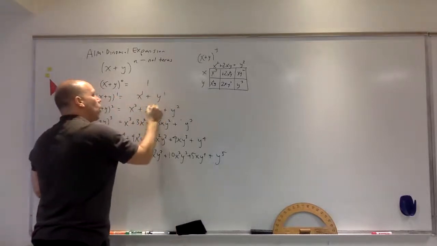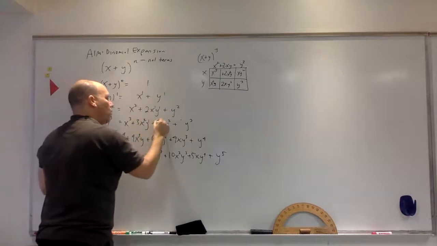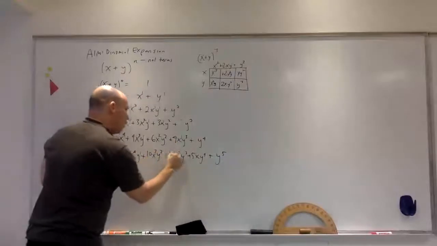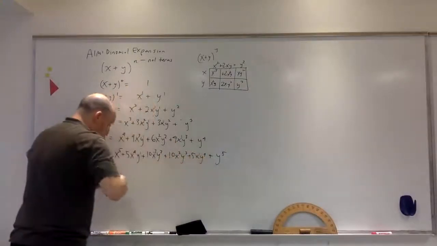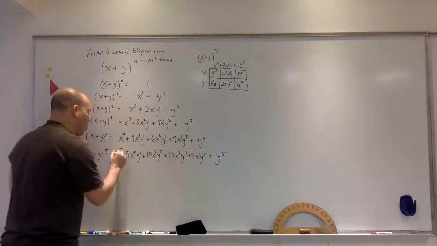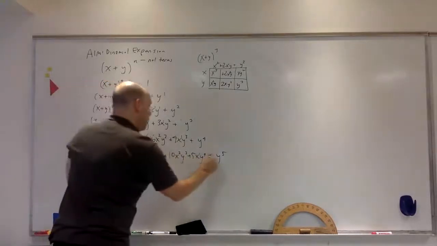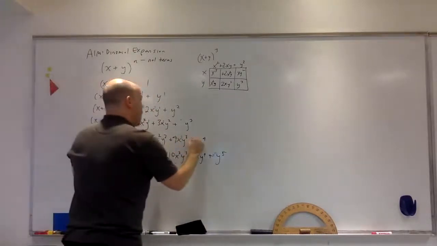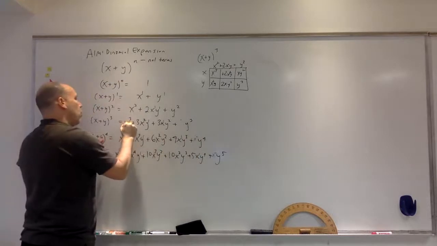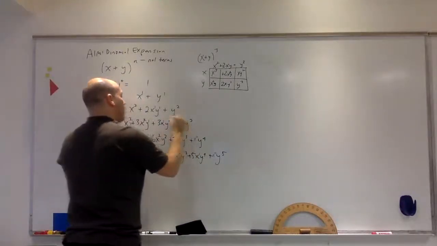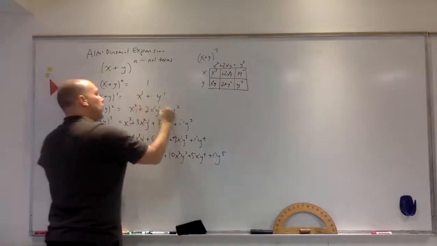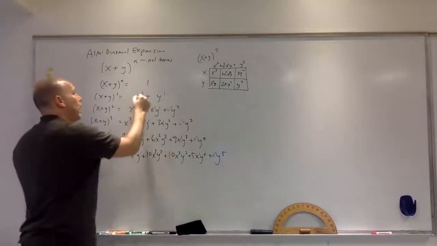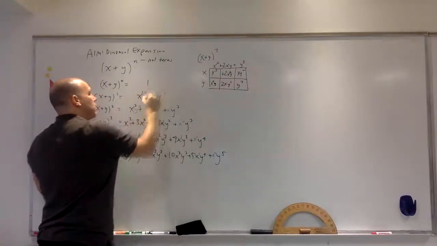1, 1, 1, 1, and you know what? Let's throw in y to the 0. So here's y to the 0. Here's x to the 0. Here's y to the 0. Here's x to the 0. And we're good to go. So, we have y to the 0 and x to the 0.